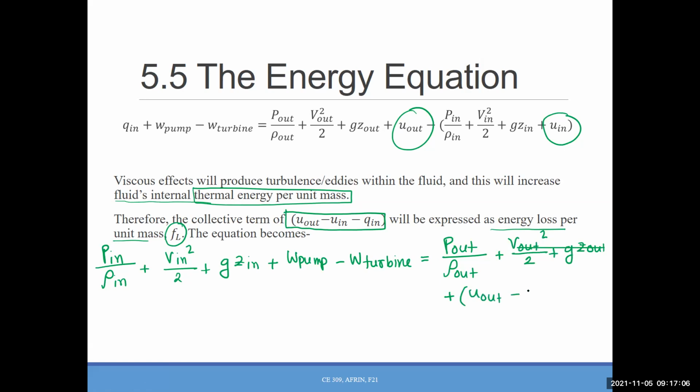U out, U in, and I will move this term to the other side also. Okay, so I just rearranged the whole equation and kept all the thermal and internal energy terms together. And what is the collective name of these three terms? FL, or energy loss per unit mass.